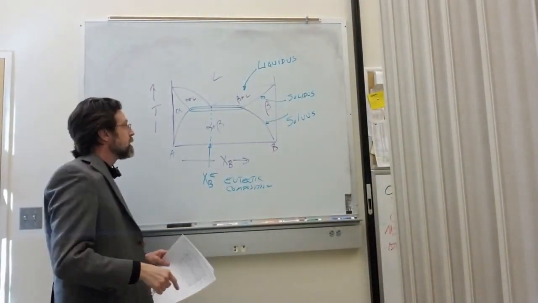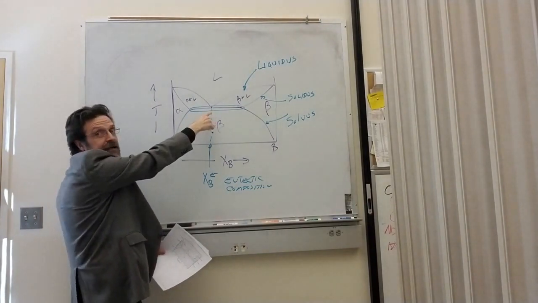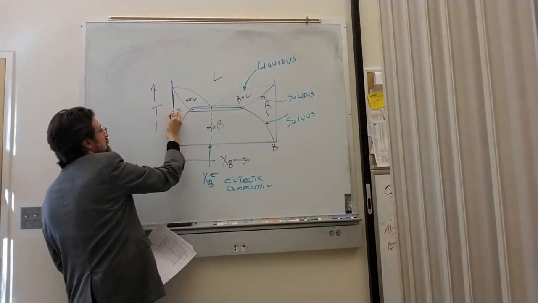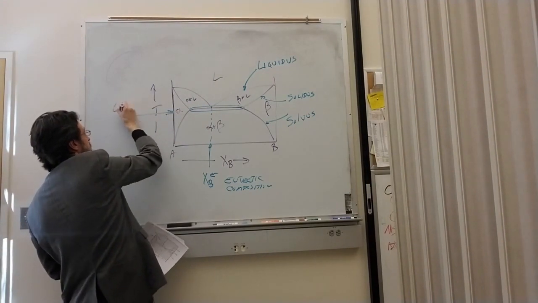And the temperature, because the eutectic, focusing problems again. The temperature where the eutectic forms, it has this horizontal line, and that temperature is called the eutectic temperature.